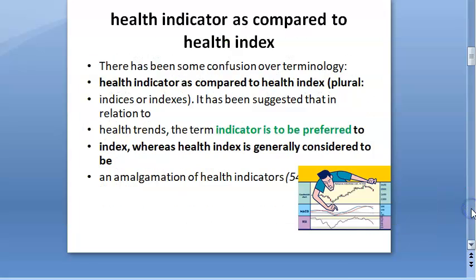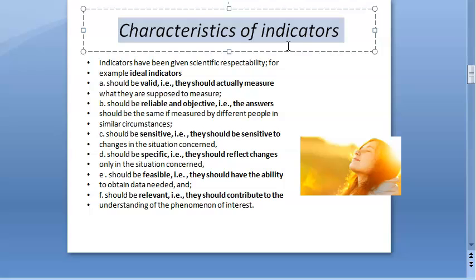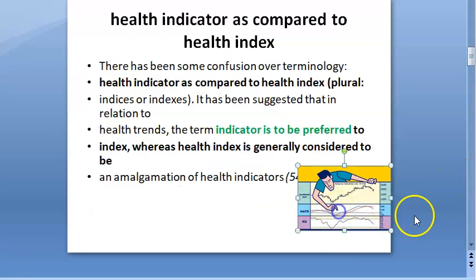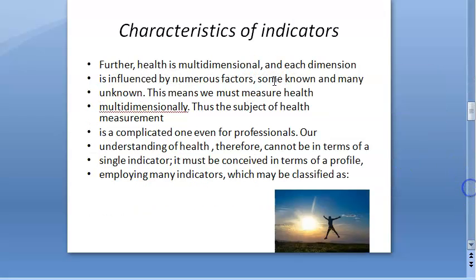What is the difference between indicator and index? A group of indicators will become an index. Indicator is preferred to index. That's what they're saying here. Characteristics of indicators: this should be valid, reliable, objective, sensitive, specific, feasible, relevant. So basically, indicator is preferred to index. So we learned what the indicator and index difference is. We saw the characteristics of indicators, right? Ideal indicators. Then what else, guys?